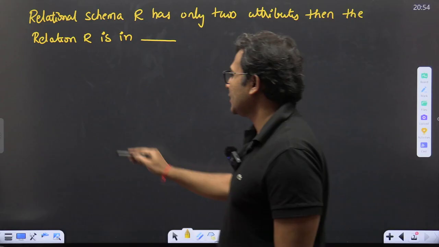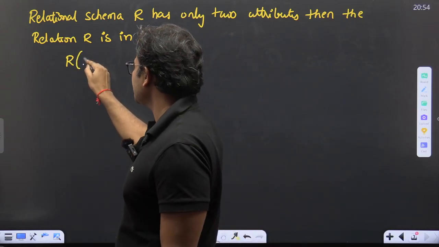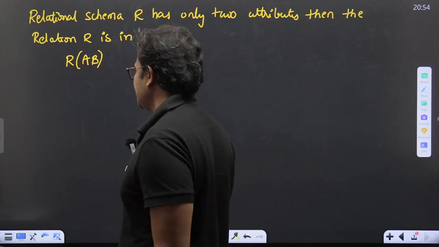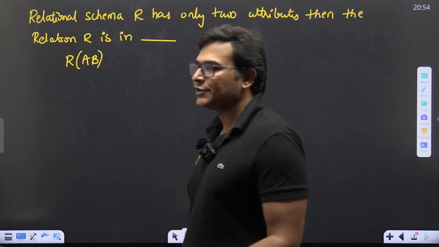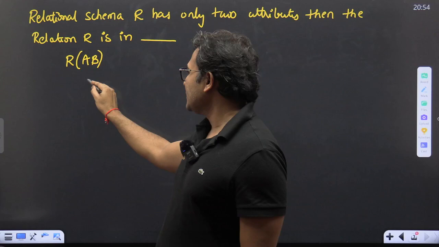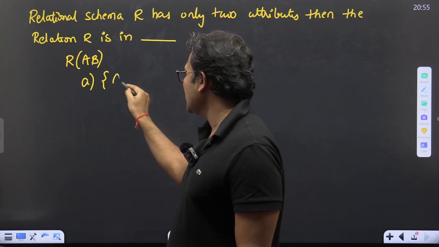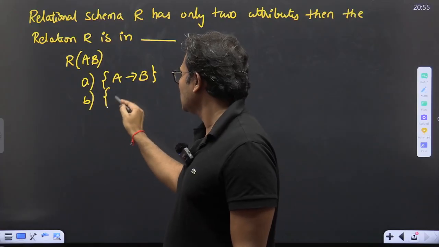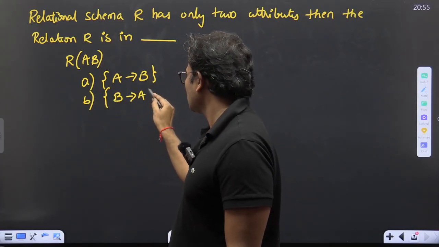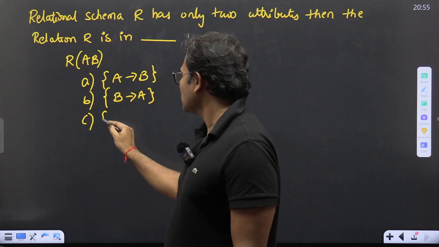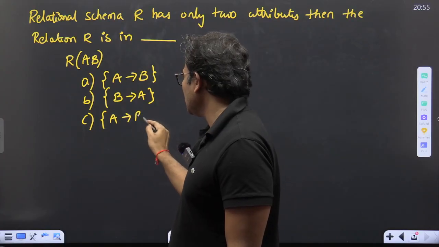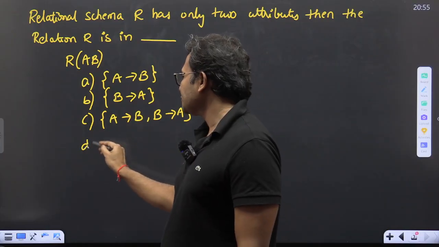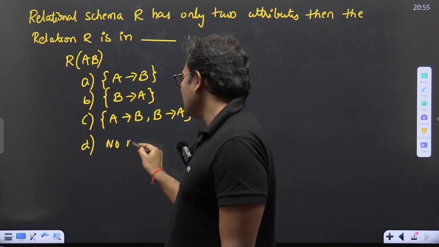Okay, let's take an example. Let us say R is a table with two attributes A, B. Then what are the various possibilities? What are the various non-trivial dependencies that can be possible? The dependency sets can be, one set can be A determines B, another set can be B determines A, another can have A determines B as well as B determines A, and the other condition is there can be no non-trivial dependencies at all.